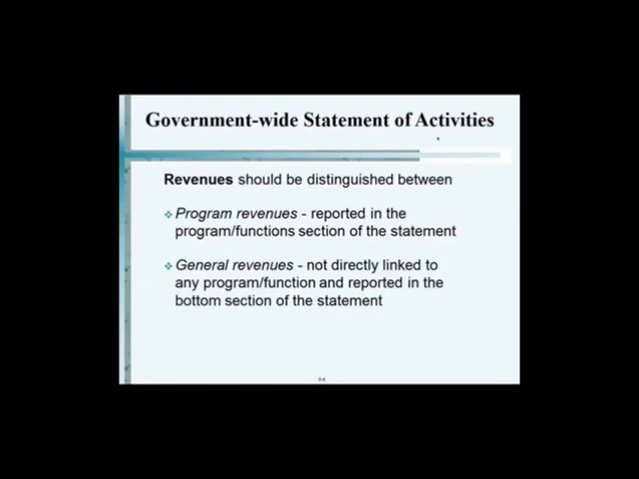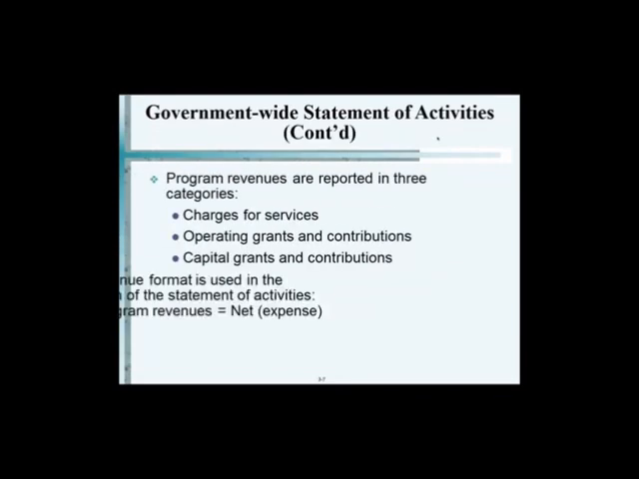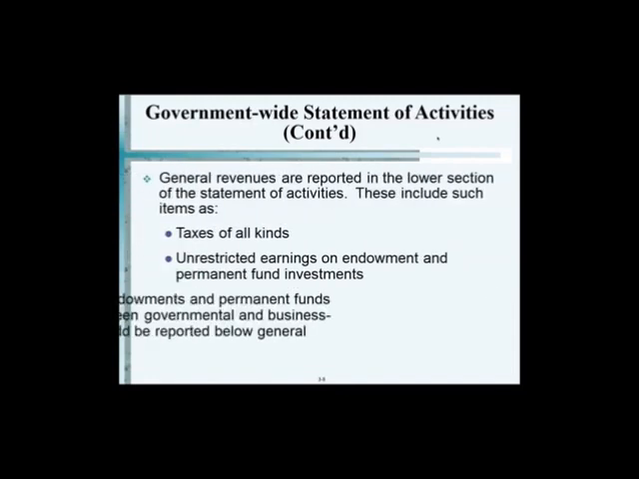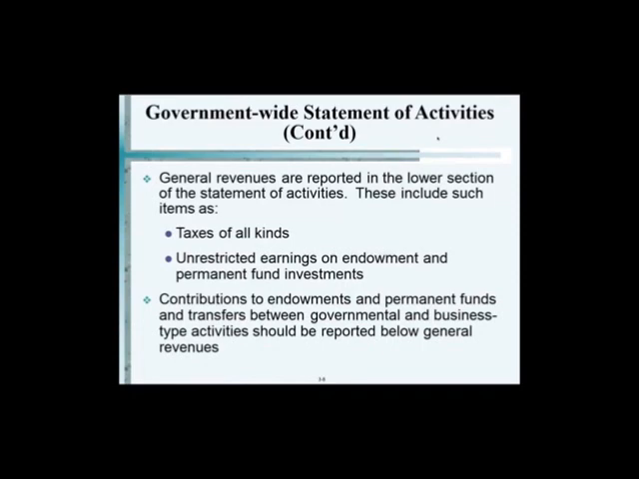Everybody should know the difference between program revenues and general revenues, right? One is for a specific program, the other is what? For all the activities. So you should understand the difference between the two. Program revenues are in these three different categories, which we just looked at, and understand the format. Got that? Right? We just looked at that. General revenues are always reported in the lower section of the statement. If I asked you a question about taxes, taxes are always what? General revenue, right? Okay.